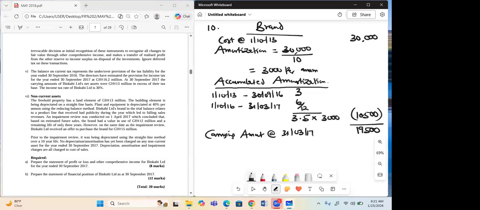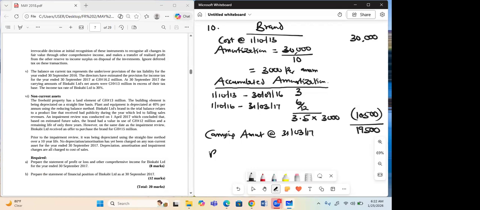And they said they did an impairment review on 1st April 2017, that's 31st March 2017. It concluded that based on estimated future cash flows, the brand has a value in use of 12 million and a remaining useful life of 3 years. However, it received an offer of 15 million to purchase it. Recoverable amount is the higher of value in use and fair value less cost to sell, also called net realizable value. So we have a value in use of 12 million and a net realizable value of 15 million. Which one will be the recoverable amount? 15 million.